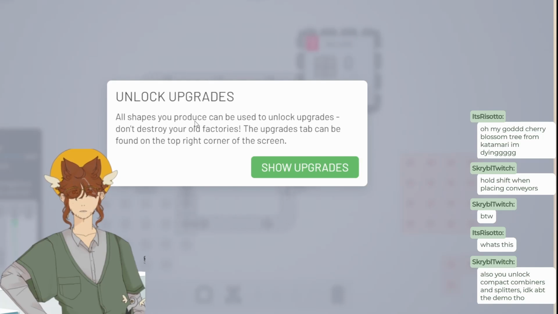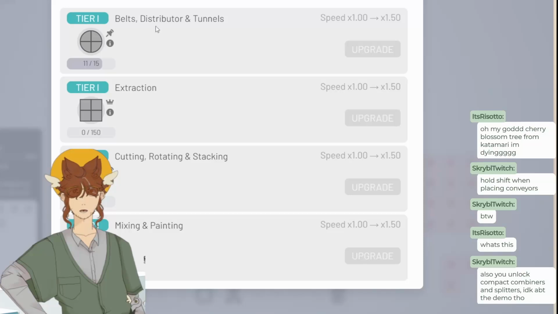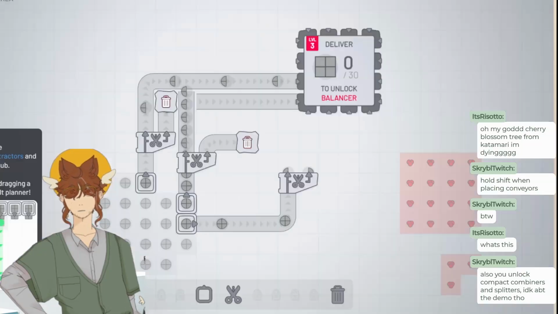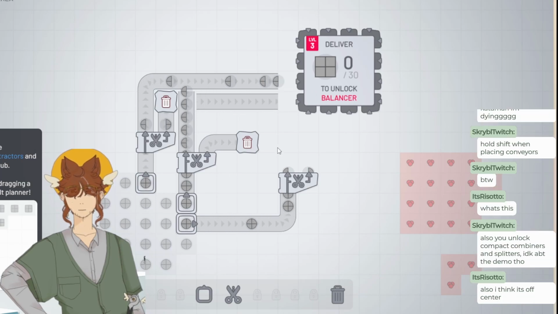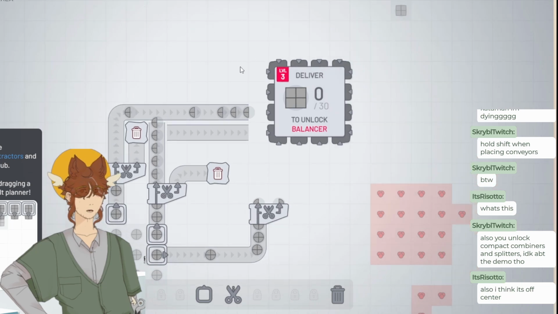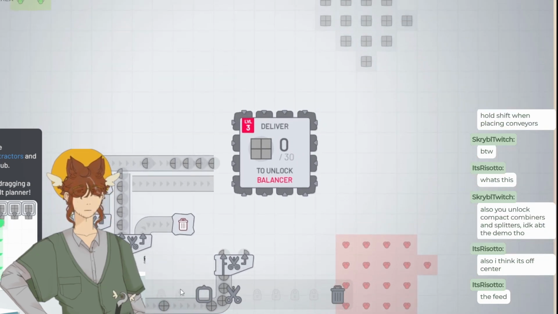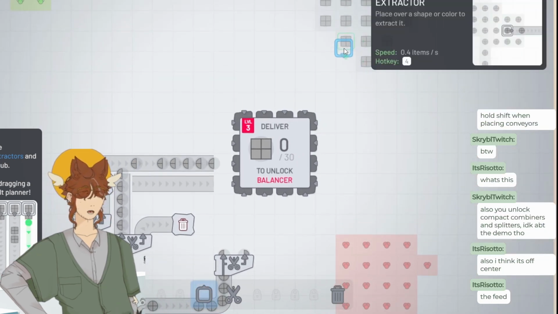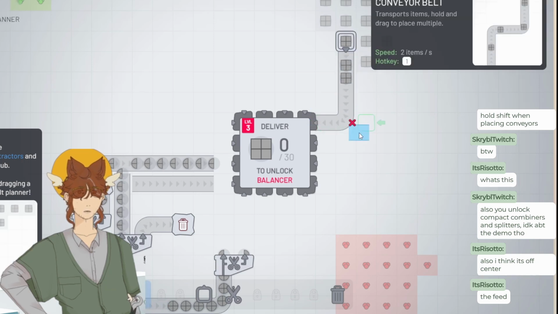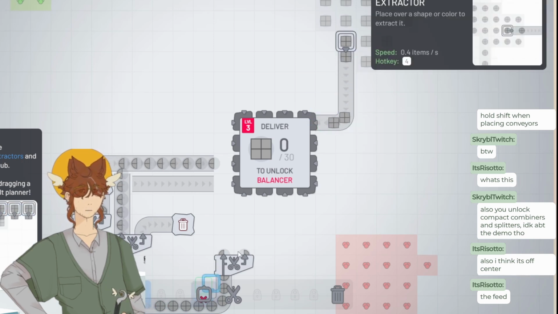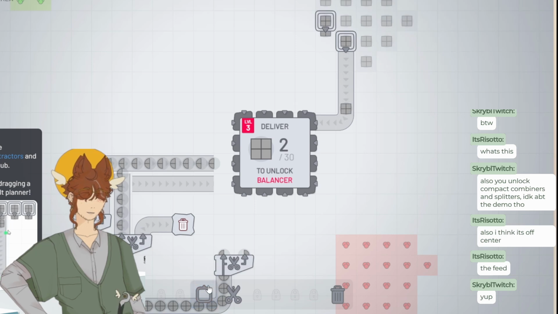All shapes you produce can be used to unlock upgrades. Don't destroy your old factories. But I feel like it's weird because it doesn't take any resources to do stuff. I can just build infinite things, which is kind of weird. Do you know what I mean? I feel like you should be limited.